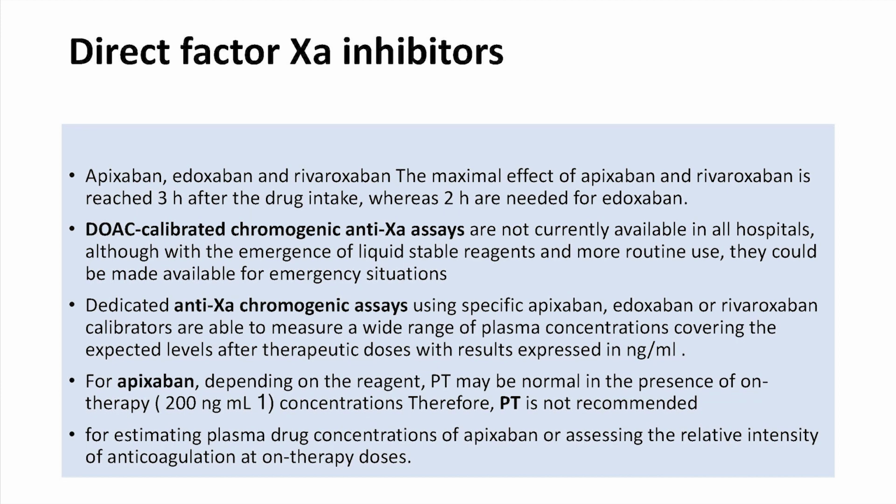Actually, the chromogenic anti-Xa assay is not currently available in all hospitals. It needs calibration. The chromogenic anti-Xa assay, using specific calibrators for apixaban, edoxaban, and rivaroxaban, is able to measure a wide range of plasma concentrations, covering the expected level after a therapeutic dose, with the result expressed in nanograms per ml.